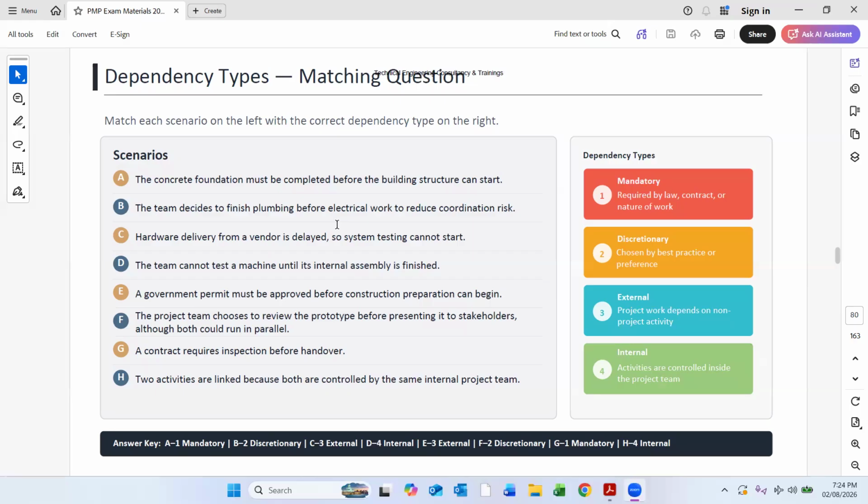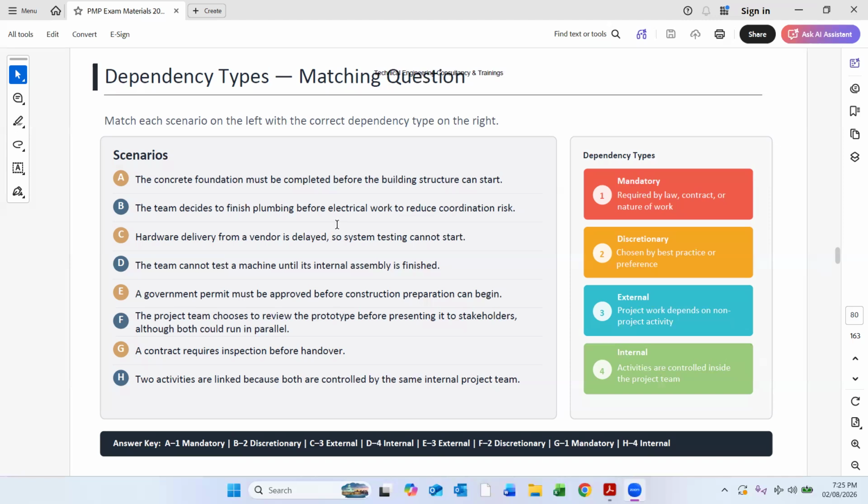Then the project team chooses to review the prototype before presenting it to stakeholders, although both could run in parallel. I think this will be external. Why are you looking at the answer? No, you should not look at the answer. Sorry. Because the project team is involved, maybe I thought it's internal.